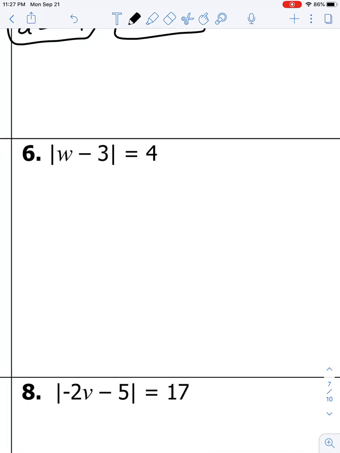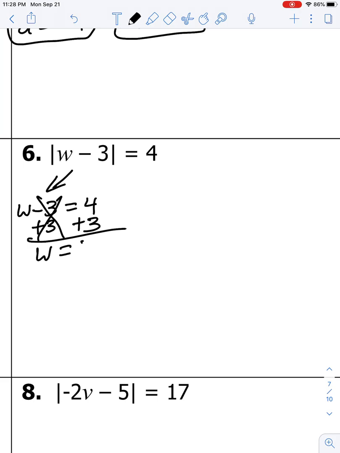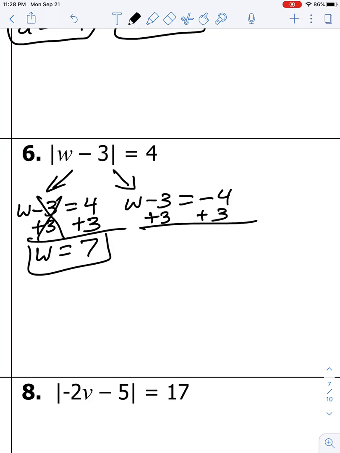Number 6. So take what's on the inside, write it down. Set it equal to what's on the other side, and solve. So plus 3, we get w equals 7. All right? Second arrow, write it down again, but this time set it equal to the negative of what's on the other side. So add 3. We get w equals negative 1. And that's our answer. Or should I say answers.